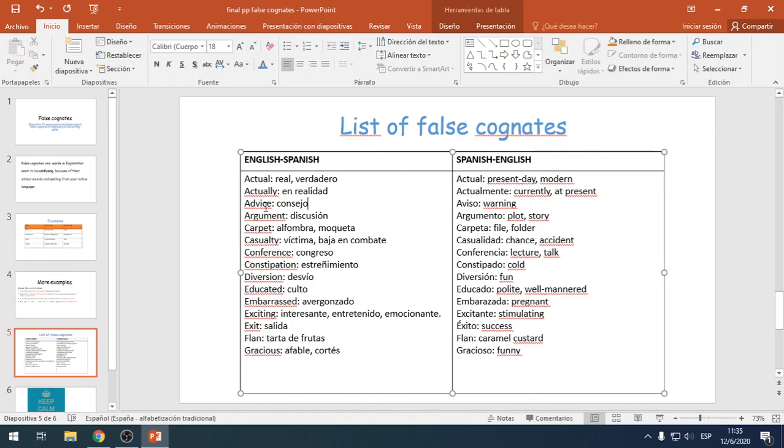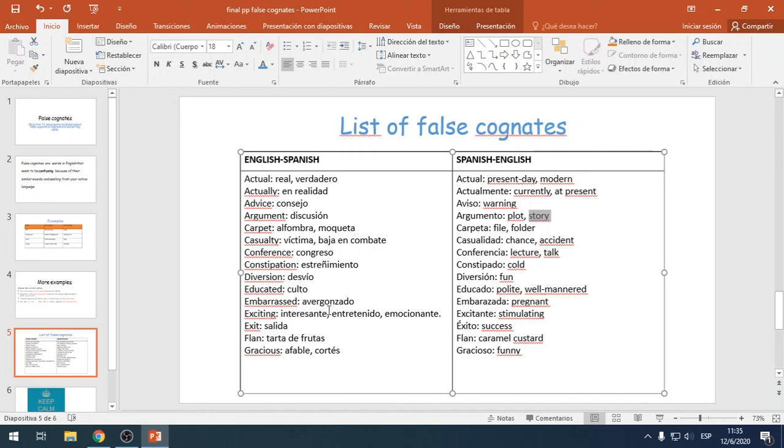Let me give you another example. Let's see the number 3. It says advice means consejo. No significa aviso, porque aviso, ¿cómo se dice? Se dice warning. Let's see another. An argument. An argument es una discusión, una pelea. Cuando tienes ideas diferentes con alguien. That's an argument. Es una discusión. No es un argumento, porque argumento de una historia, de un libro, se dice plot o se dice story.